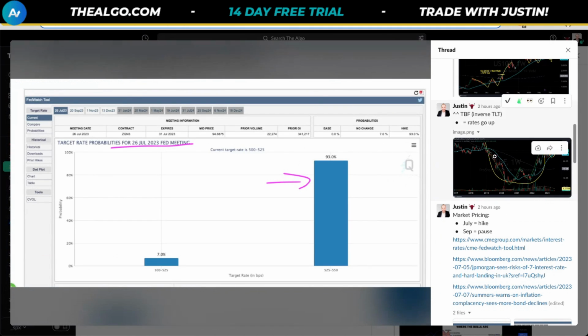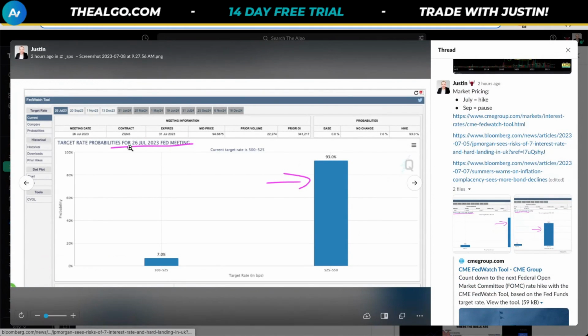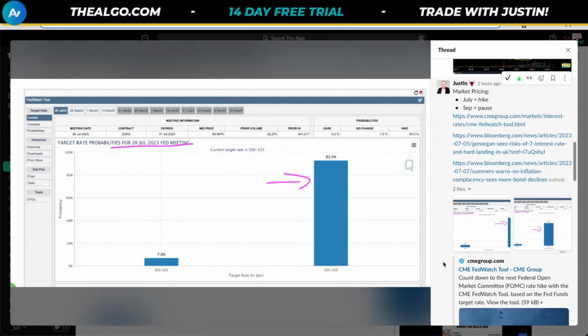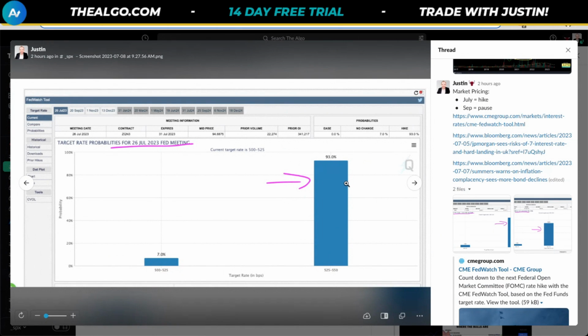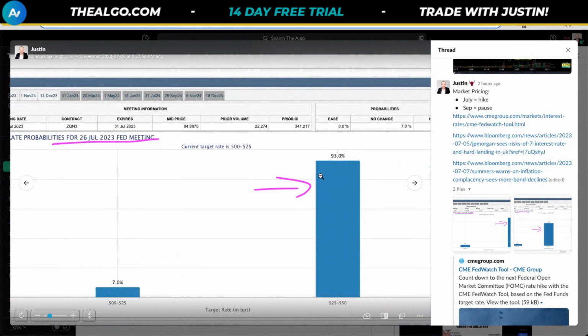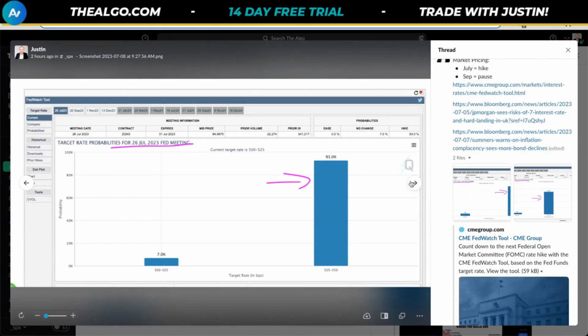So as I look forward here to the reasons why this might happen, here we're looking to July 26th, and this is the CME Fed tool. It basically tells us what people expect is going to happen at the next meeting. So we know we have a meeting coming up on July 26th. The market thinks there is a 93% probability we get a 25 basis point hike.